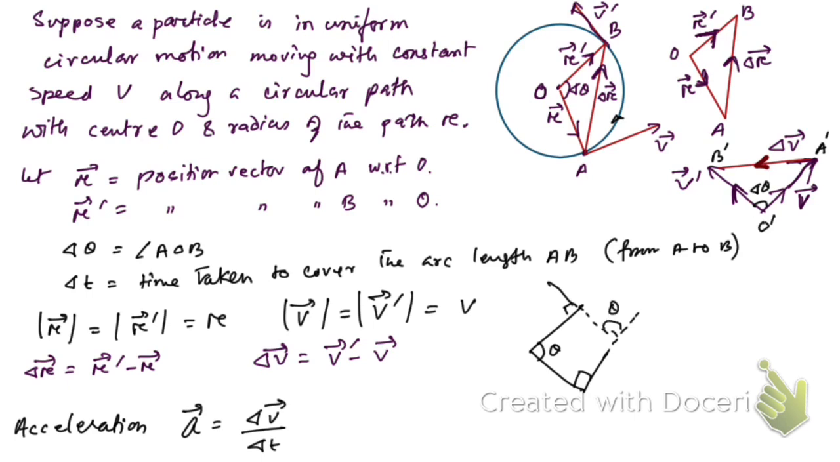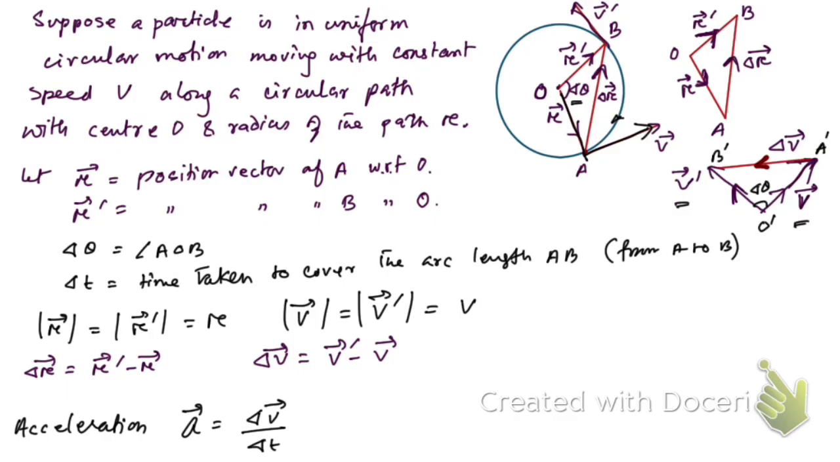So that's why here you see this tangent to a circle is always perpendicular to the radius drawn at the center, at the point of contact. So this v vector is perpendicular to r vector, and similarly v dash vector is perpendicular to r dash vector. So as the angle between r and r dash is del theta, the angle between v and v dash must also be del theta. So hope you have understood this.